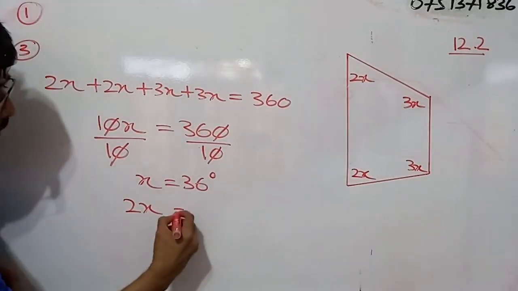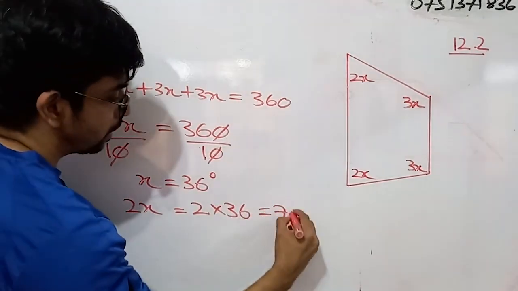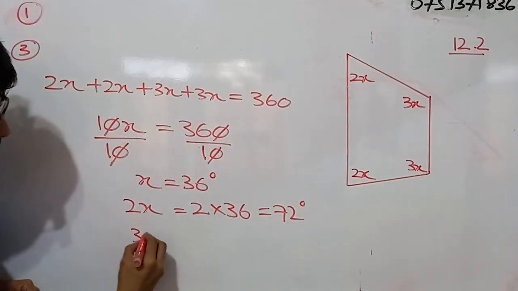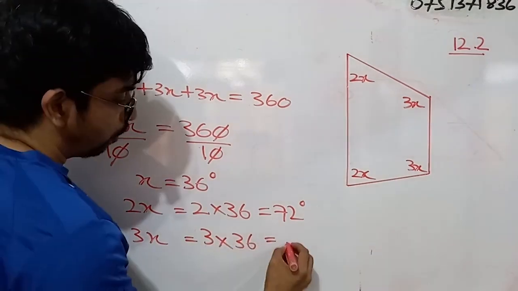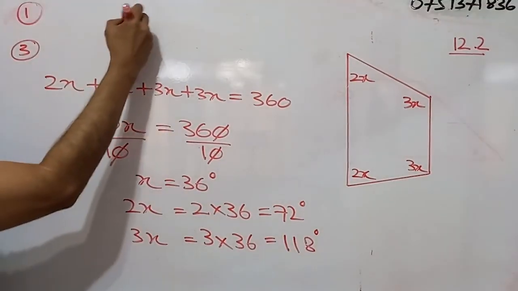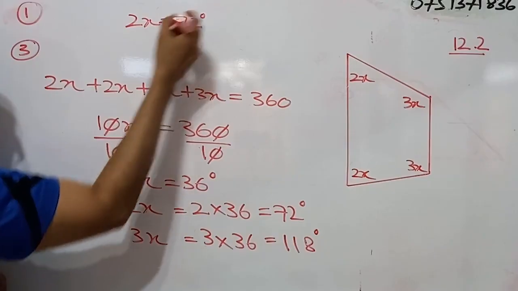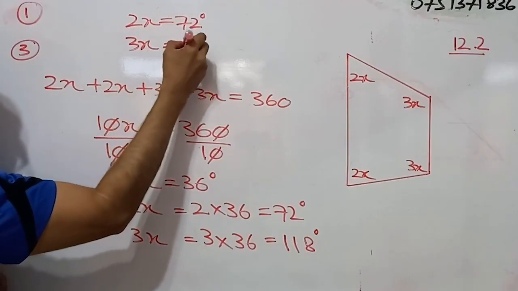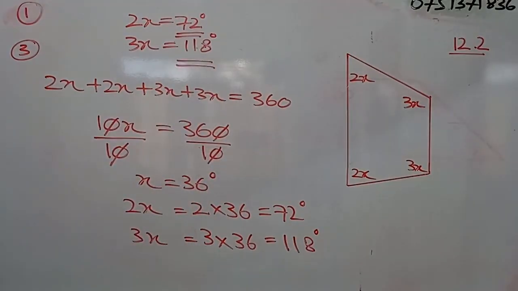So 2x means 2 into 36. That means 72. 3x means 3 into 36, that is 108. So here 2x is 72 degrees. 3x is 108 degrees. Those are the answers.